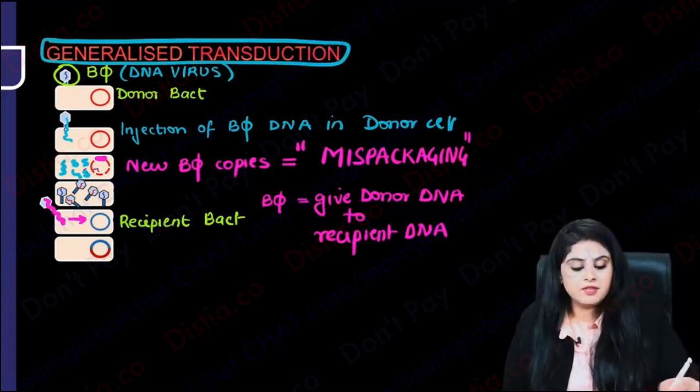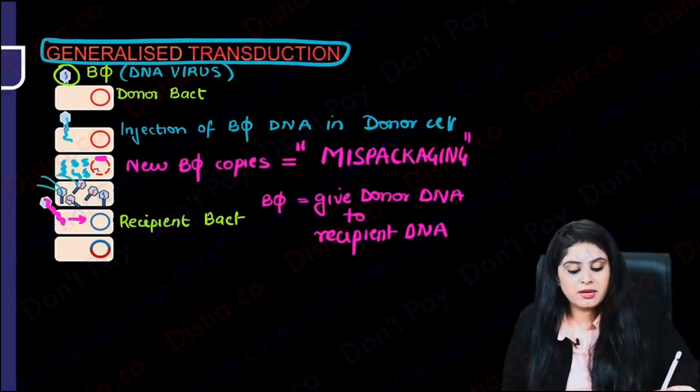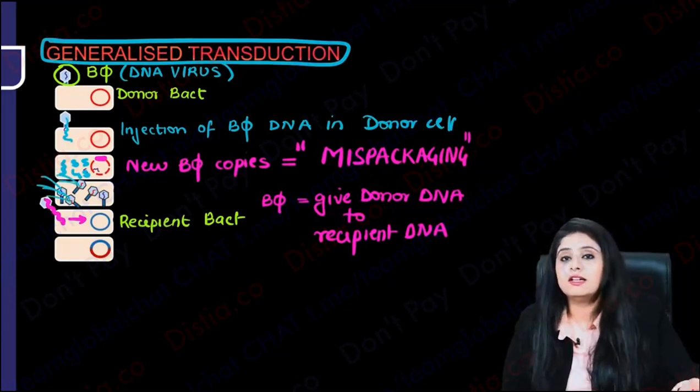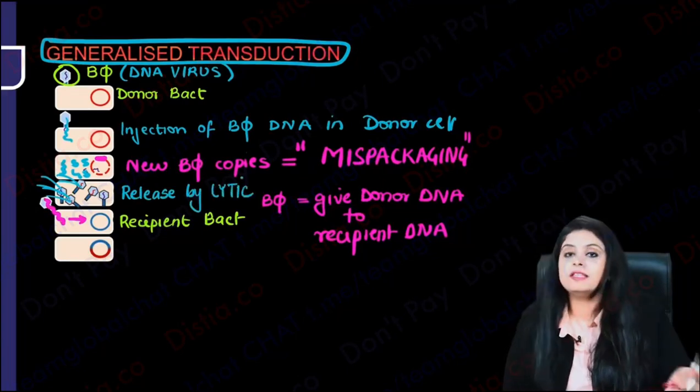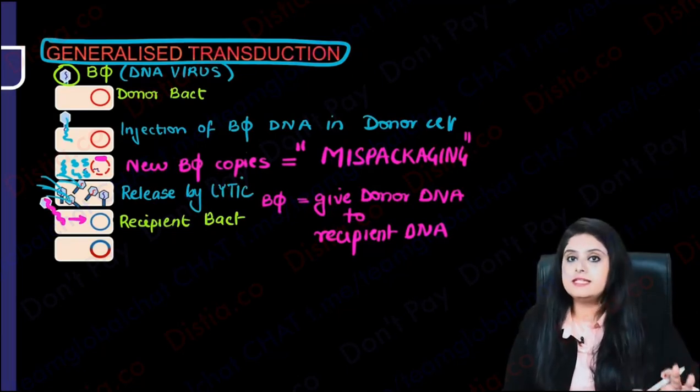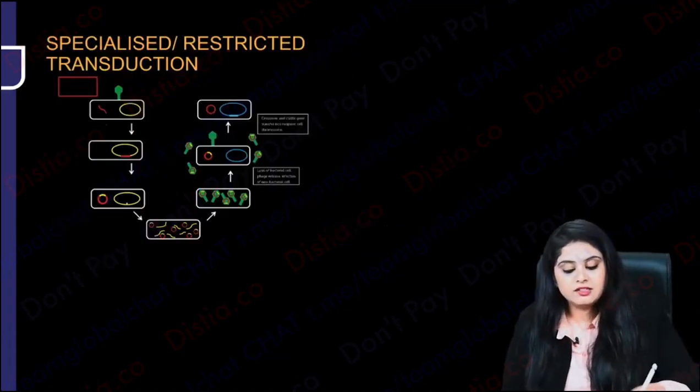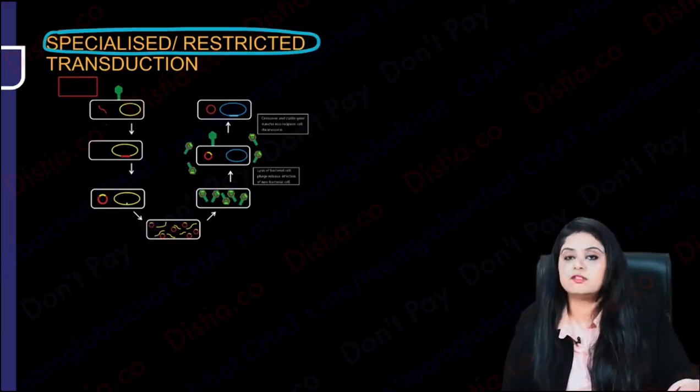So tell me one thing. For these Swiggy, Zomato people to come out, what cycle was followed? They are released by lysis. Basically, the bacteria has lysed. In order to release them, there was lysis. So they followed the lytic cycle. Now let me explain to you what is specialized or restricted transduction.